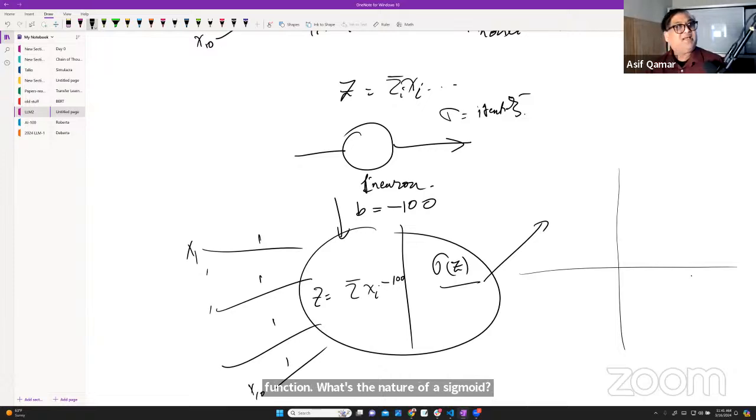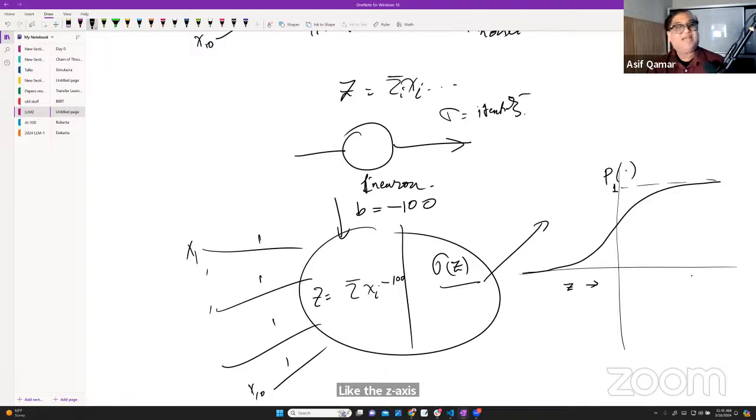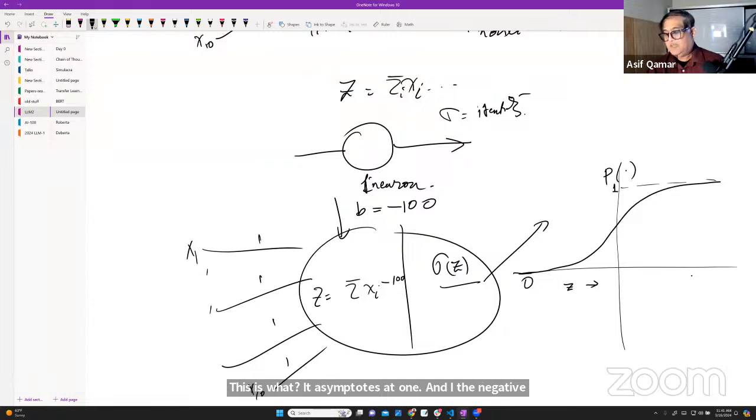This is the probability axis. This is the probability of something, and this is the value Z, the Z axis. It asymptotes at 1, and for all negative values, it asymptotes at 0. And what is this value here on the y-axis? 0.5, isn't it? So what does it mean?